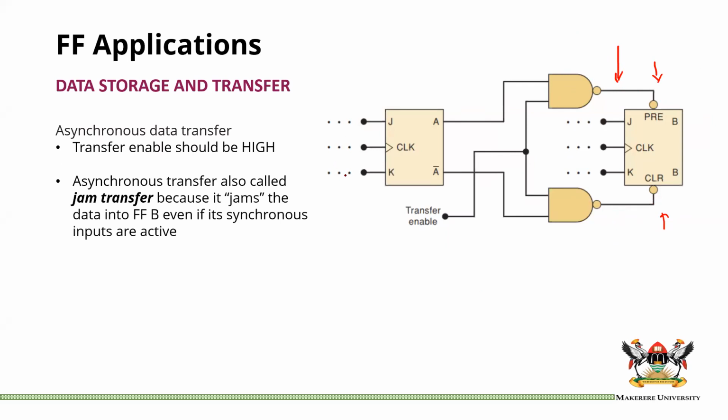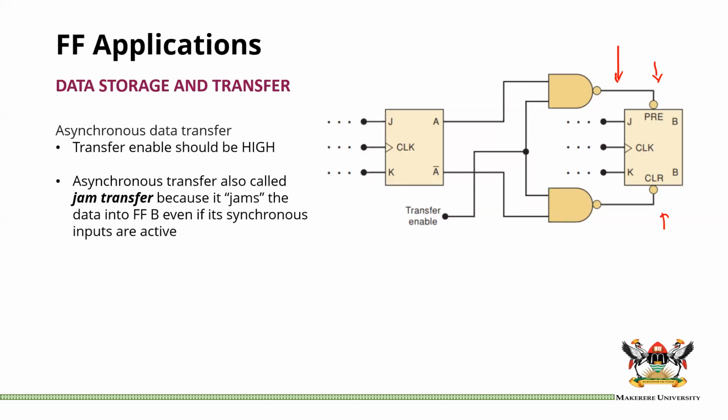You have your J and K inputs. You can connect whatever you want to connect to them, and also the clock inputs. You can even clock these if you want, but we know that the preset and the clear inputs are called overriding inputs. So even if you're clocking or whatever, these inputs will not care.